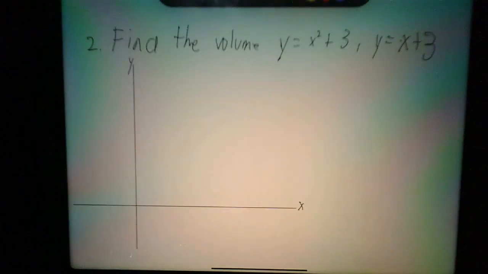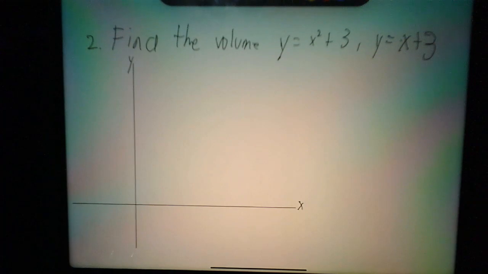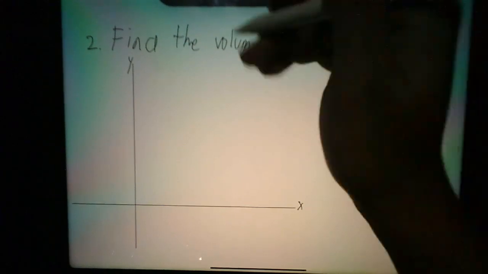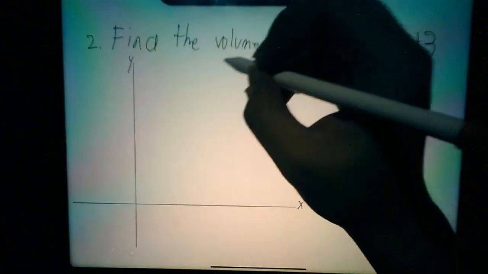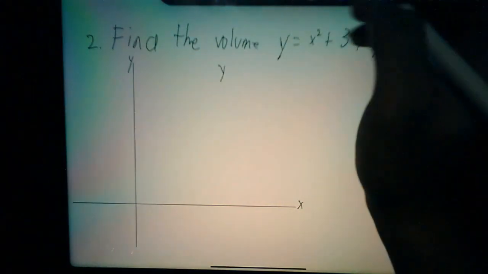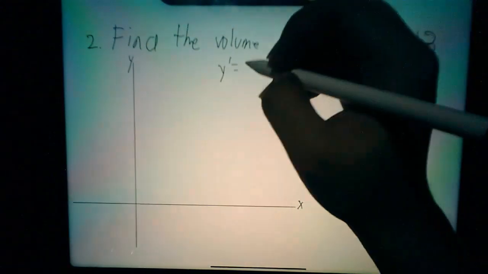So now let's move on to problem number 2. So now we have our second example for the washer method. Find the volume bounded by y equals x squared plus 3 and y equals x plus 3. First we need to find the points of the parabola. The derivative y prime is just 2x.